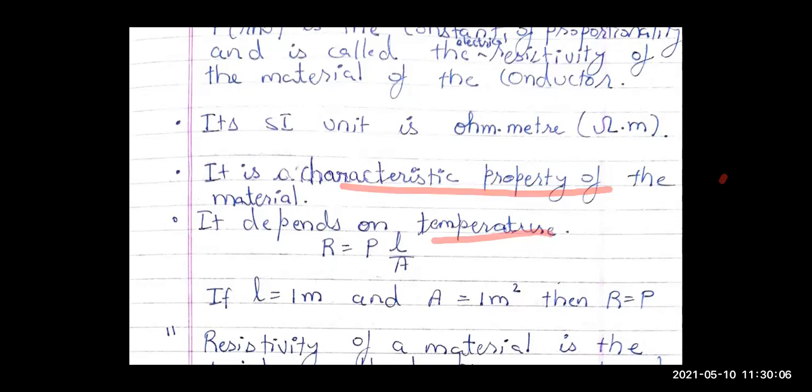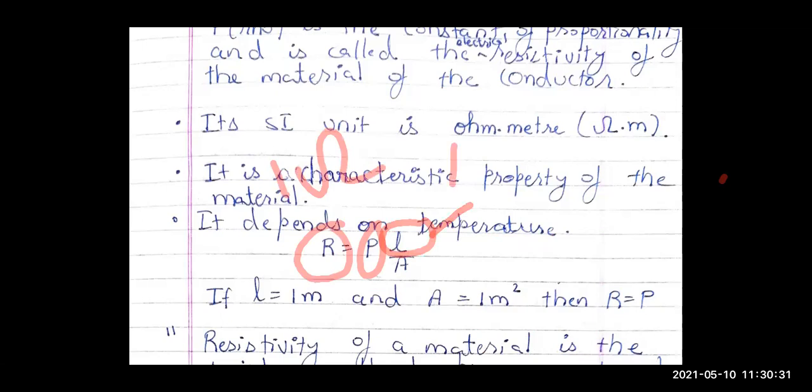Now suppose I want to define 1 ohm meter, right? So what will be 1 ohm meter? 1 ohm meter is the electrical resistivity when the resistance of the material is 1 ohm and the current is flowing through a 1 meter long wire having cross sectional area 1 meter square. So all terms you will define in terms of 1, right?